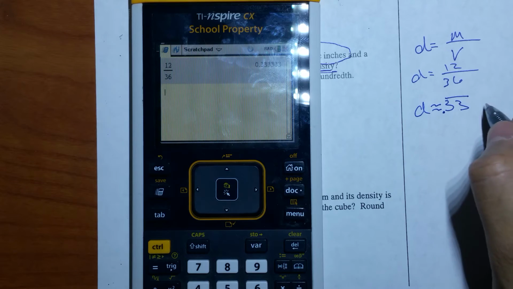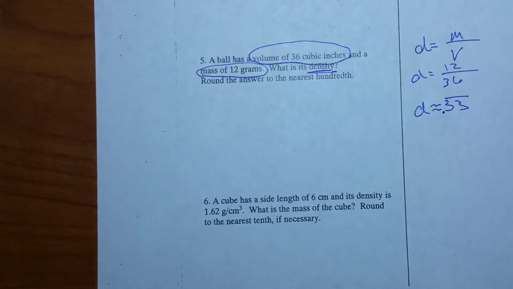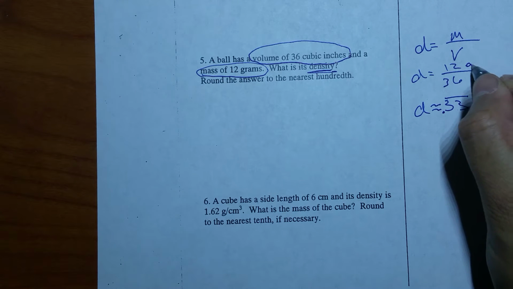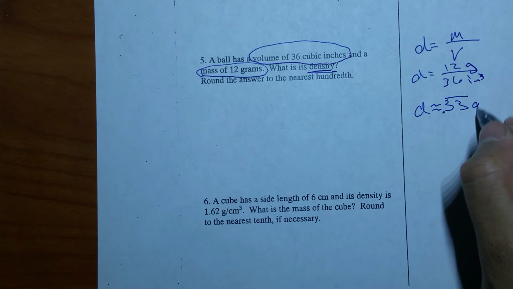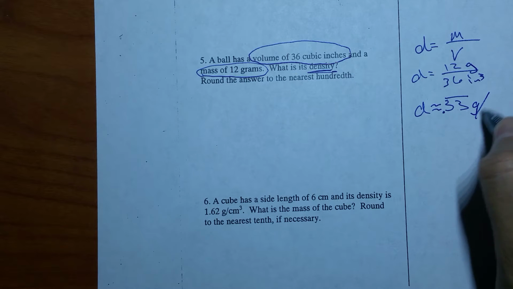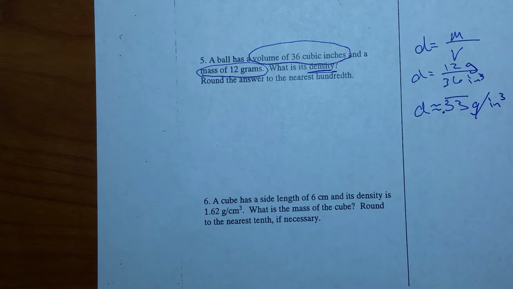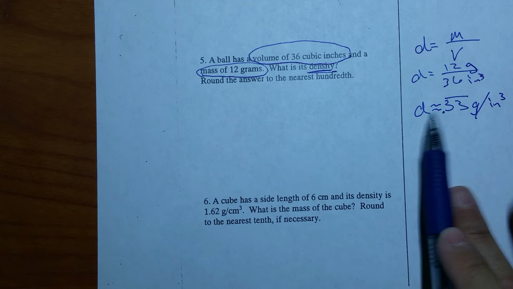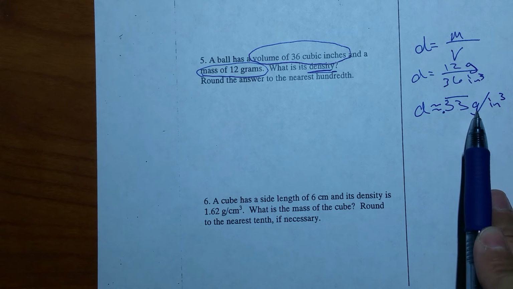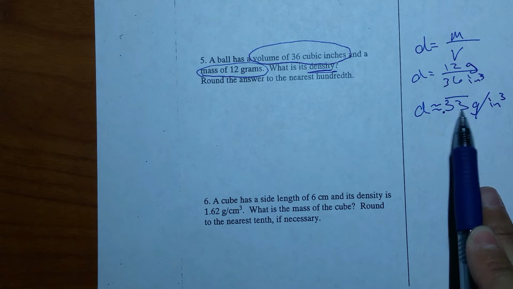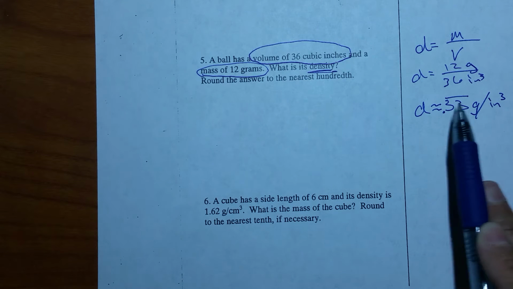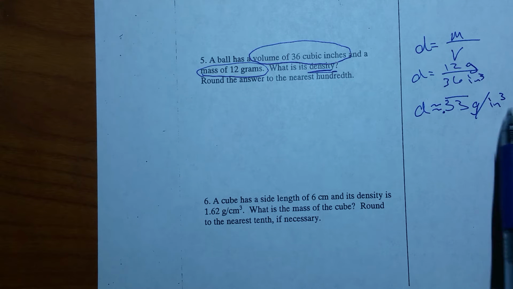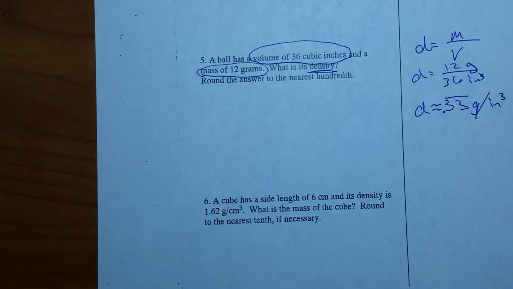Grams, inches. Think about it, since it's going to be this over this, it's grams over inches cubed. So my answer is going to be in grams per inches cubed. So now that's the way to actually measure out the density. So there are 0.33 grams in every cubic inch. That's what that means.